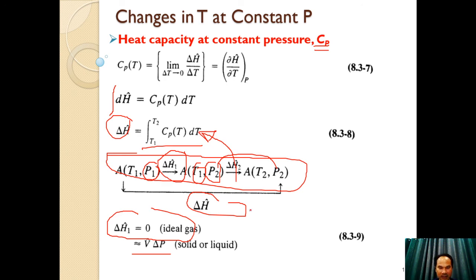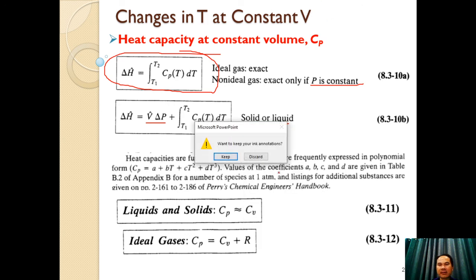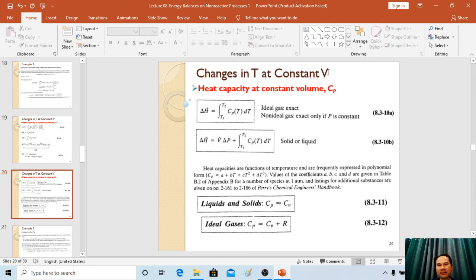And the second term, delta S2, is the integration of this term. Finally, we can conclude that for ideal gas or non-ideal gas at constant P, there is only delta S2, the integral of Cp/T dT. But for solid or liquid, delta S equals delta S1, V delta P, plus delta S2. This is the general equation for Cp. This should be pressure, sorry.